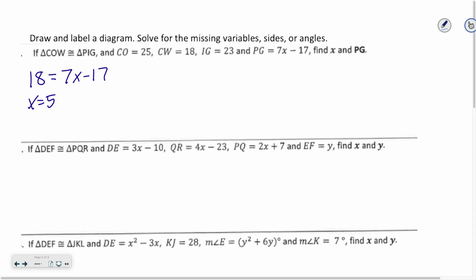I should already know what PG is, don't I? What is it? 18. 18. Yep. Now, sometimes the question will require you to plug it back in. Just depends on what it's asking.